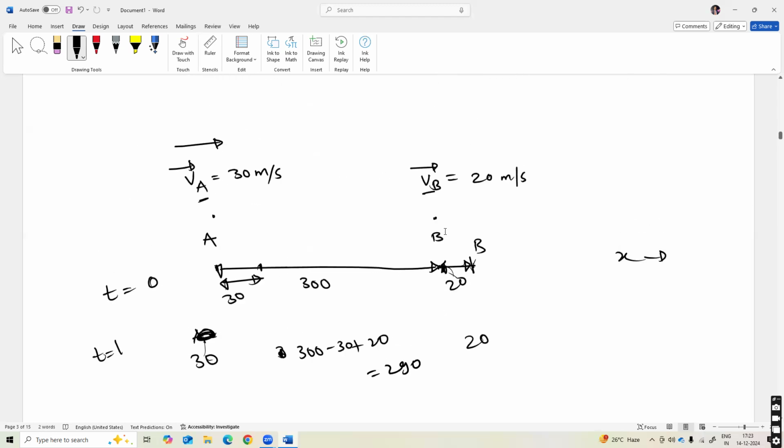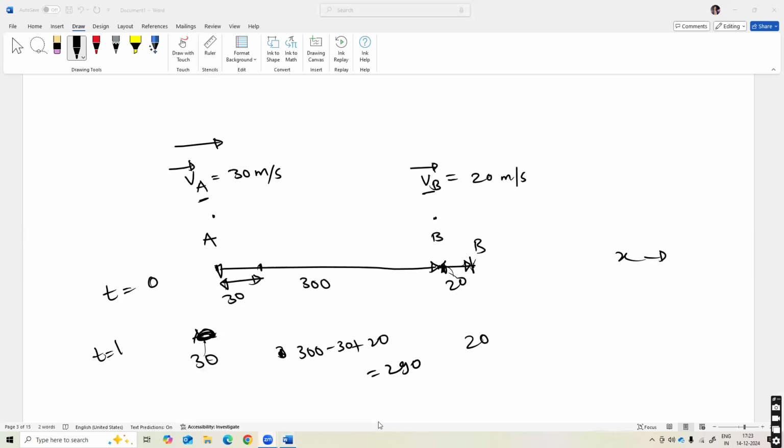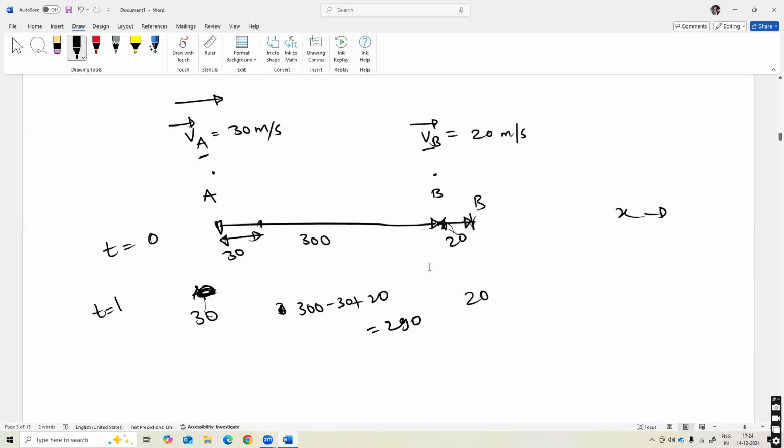Okay. So they will ask you questions like: find out after what time they will catch each other, or at what distance from the initial position of A they will meet, or at what distance from the initial position of B they will meet. They can frame the question in any manner. Okay, so now let's find out at what.